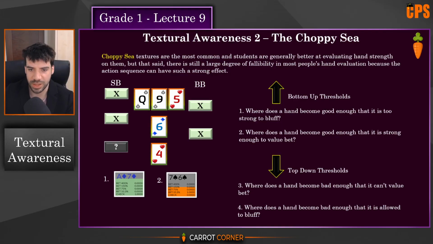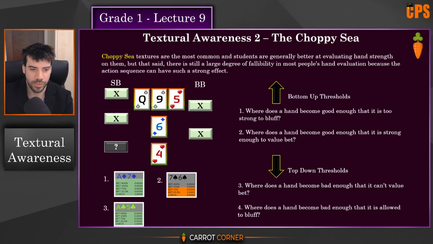Number 2 is something like 7-6. This is good enough to value bet. You might be like, well, that's only third pair. Why can I value bet that? Reason 1, wide ranges. Reason 2, passive action sequence with only passive filtering, not aggressive filtering. Reason 3, it's not that wet a texture. It's still a choppy C. So we can go ahead and bet third pair after it's checked all the way to the river in a wide range spot like this.